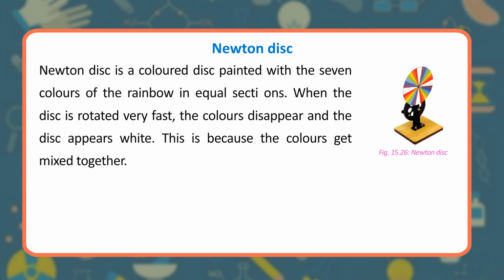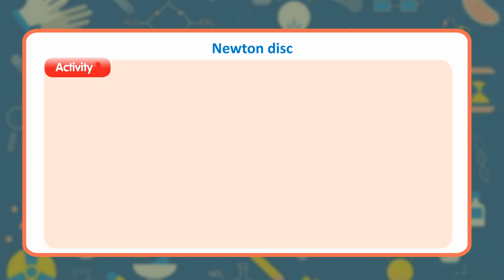Newton disc. Newton disc is a colored disc painted with the 7 colors of the rainbow in equal sections. When the disc is rotated very fast, the colors disappear and the disc appears white. This is because the colors get mixed together.